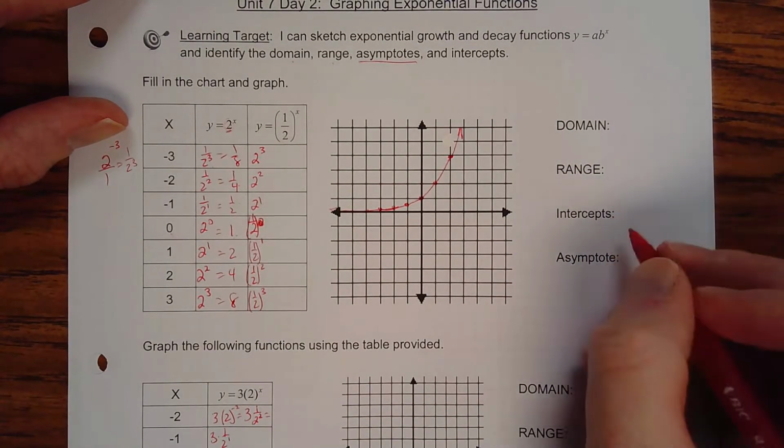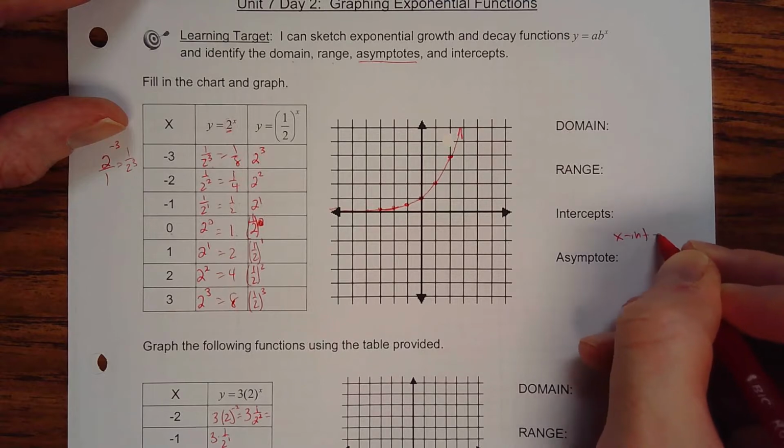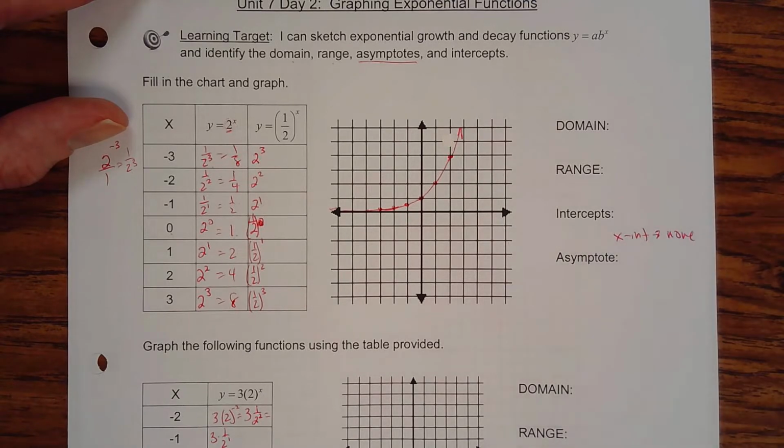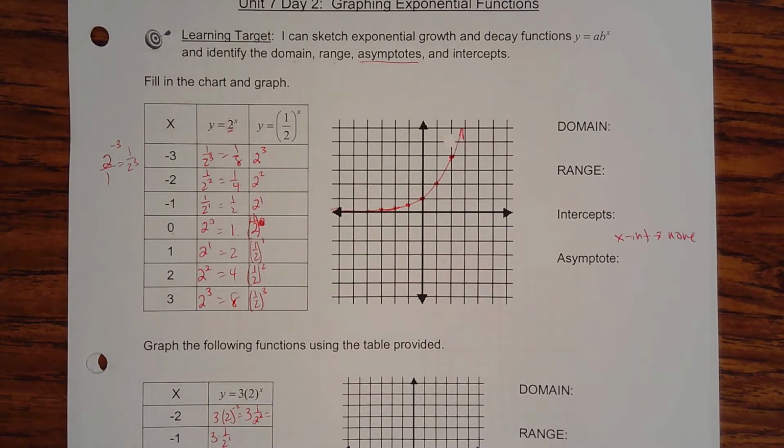So we talk about the intercepts. The x-intercept, it has none. These don't have x-intercepts because you can't ever get 0. You can't have something to a power and get 0 for an answer, because if you have anything to a power, you're going to get something.